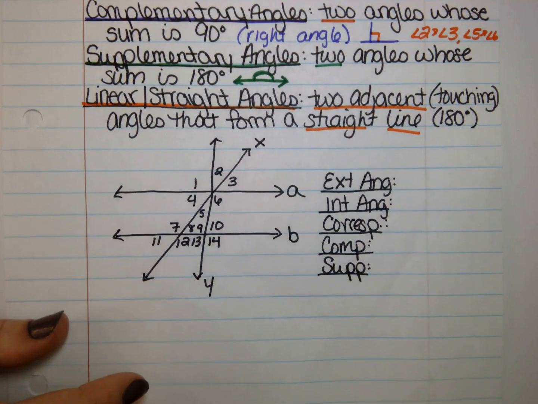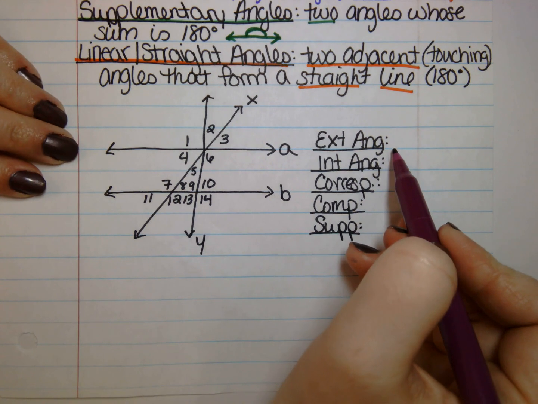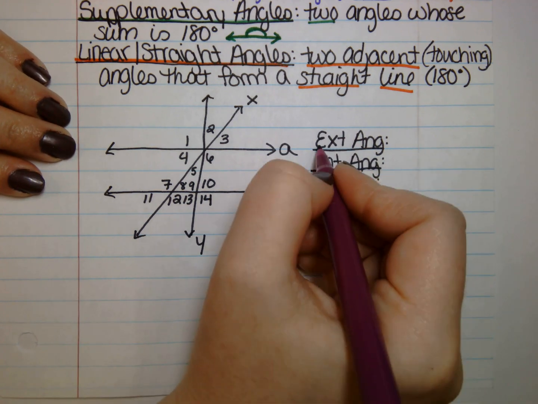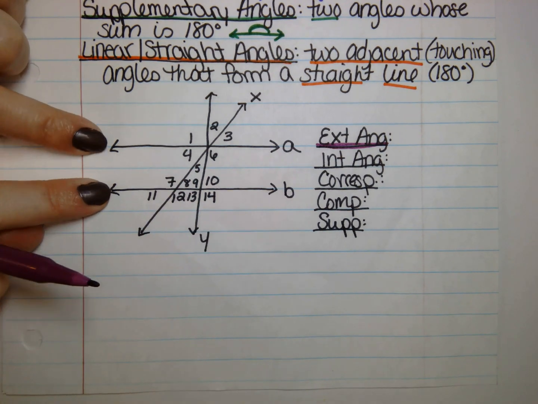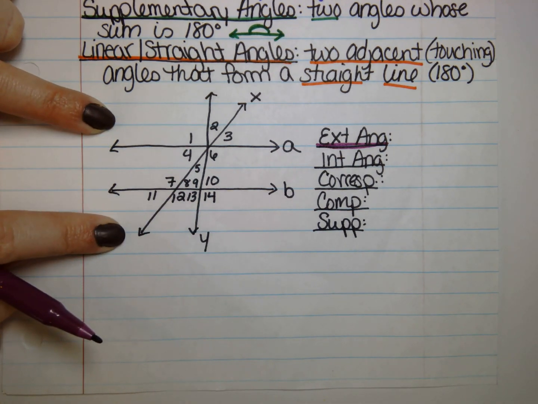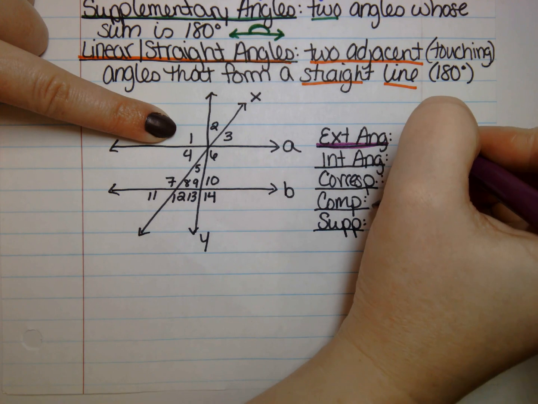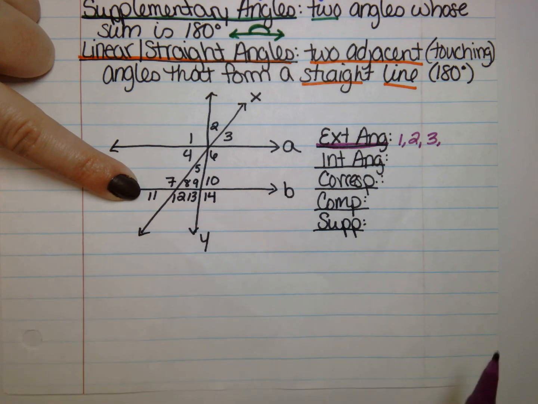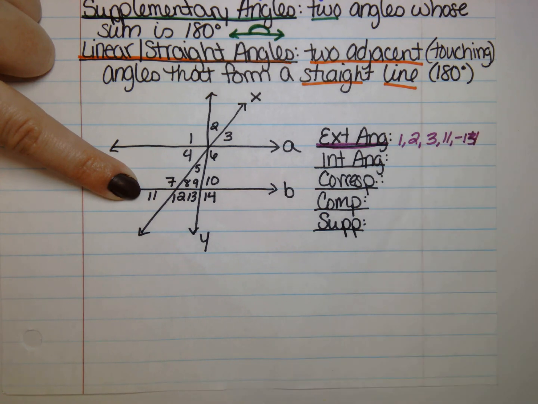And the last set of examples, I'm not going to write all of them, but I'm going to talk about a few in here. So, if I have exterior angles, we said exterior angles were angles outside of parallel lines. So my exterior angles are going to be all of the angles that are outside of these 2 parallel lines, A and B. So I would have angle 1, angle 2, angle 3, all of these up here, and I would have 11, 12, 13, and 14 on the bottom. I'm just going to put 11 through 14.